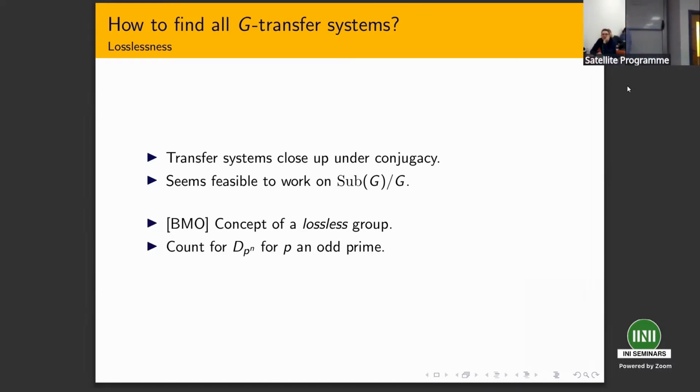So again, with Carl and Ethan, we have this notion of a lossless group, and it says, hey, you can work on Sub G mod G plus some conditions, and this works just fine. And we use this to do Cp^n for p an odd prime. And as far as I'm aware, these are all the theoretical tricks we have in our bag.